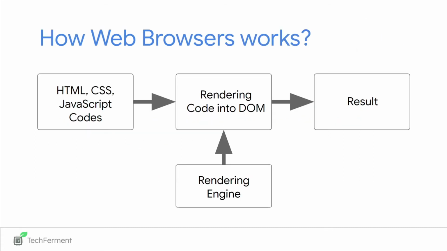Now I'm going to talk about how a web browser is working. As you know, we can create a web page with HTML, CSS, and JavaScript. Whenever we run our web page in the browser, your HTML, CSS, and JavaScript code goes to the rendering engine, which renders it into the document object model, and then the browser is able to display the graphical user interface part.